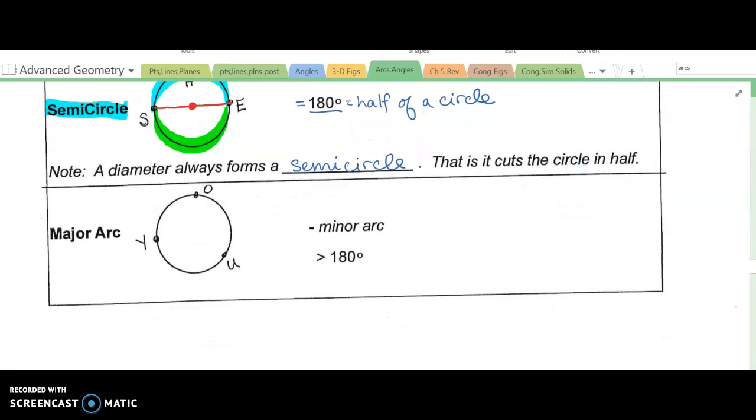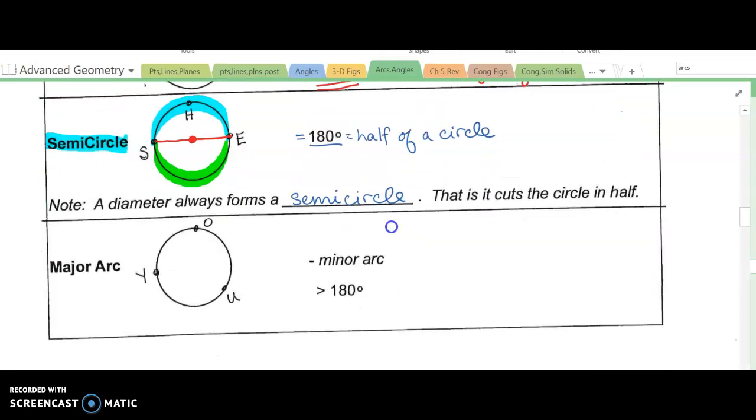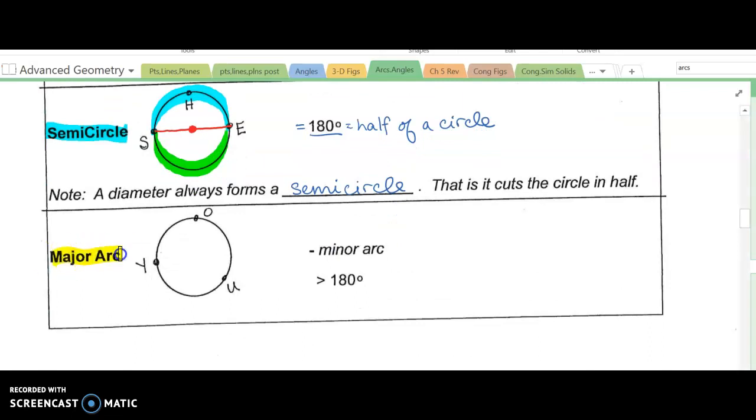And then the last one is the major arc. So a major arc goes more than halfway around the circle. So we have arc U here. More than halfway around.